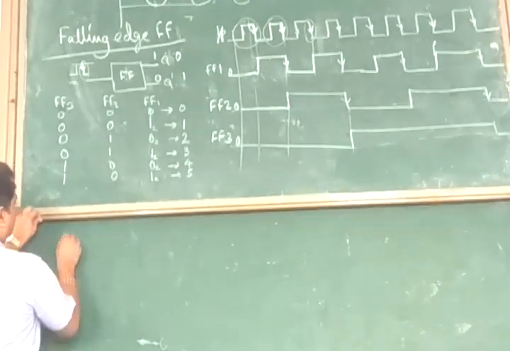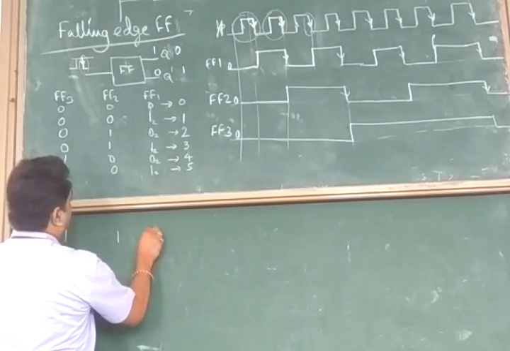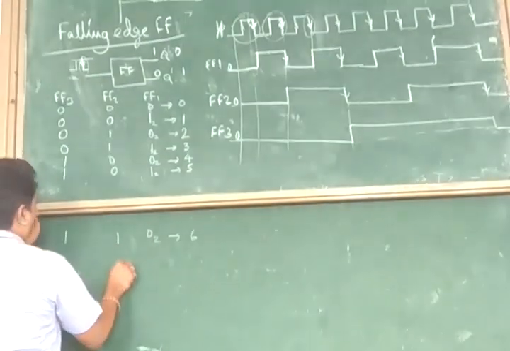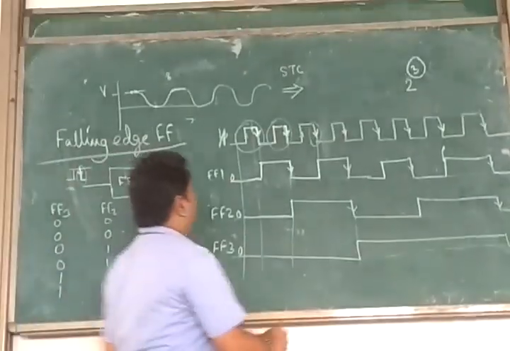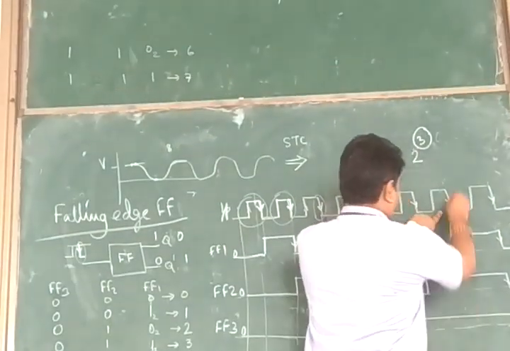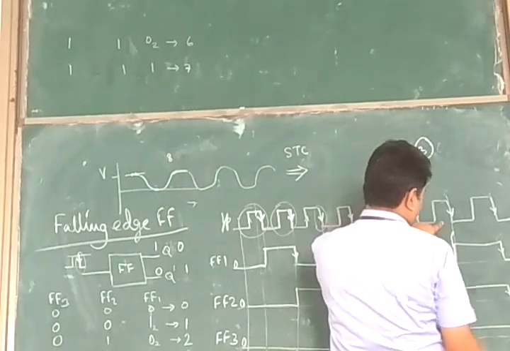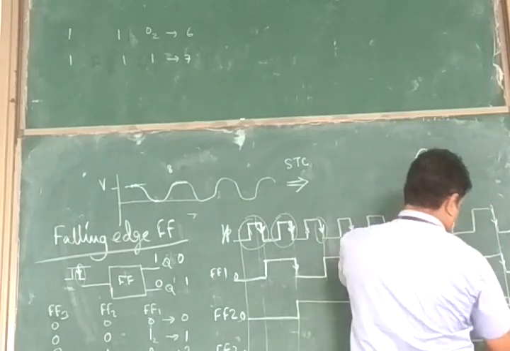Then 1, 1, 0, base 2. That is 6. 1, 1, 1, 7. There. 1, 2, 3, 4, 5, 6, 7. Here it is. 1, 1, 0. Yeah. Here it is.